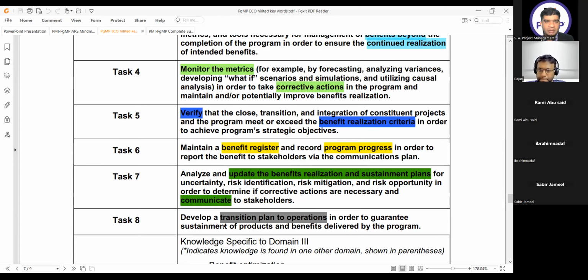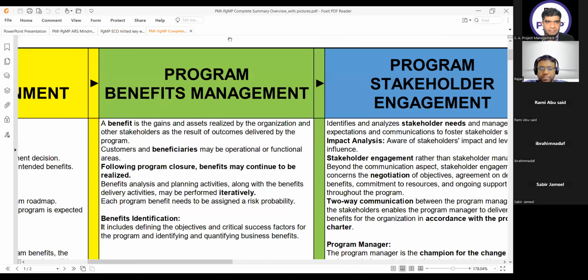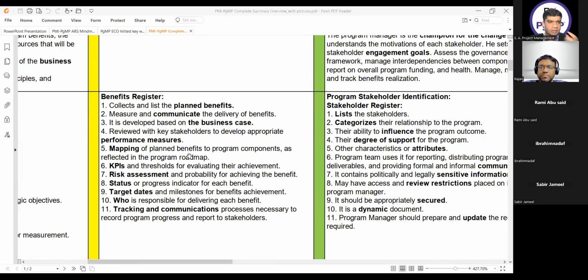Okay. Task 8, Rajan. Develop a transition plan to operations in order to guarantee sustainment of products and benefits delivered by the program. Okay, it's clear. In the master sheet, we will only see the content of the benefit register. Rami, please read the benefit register.